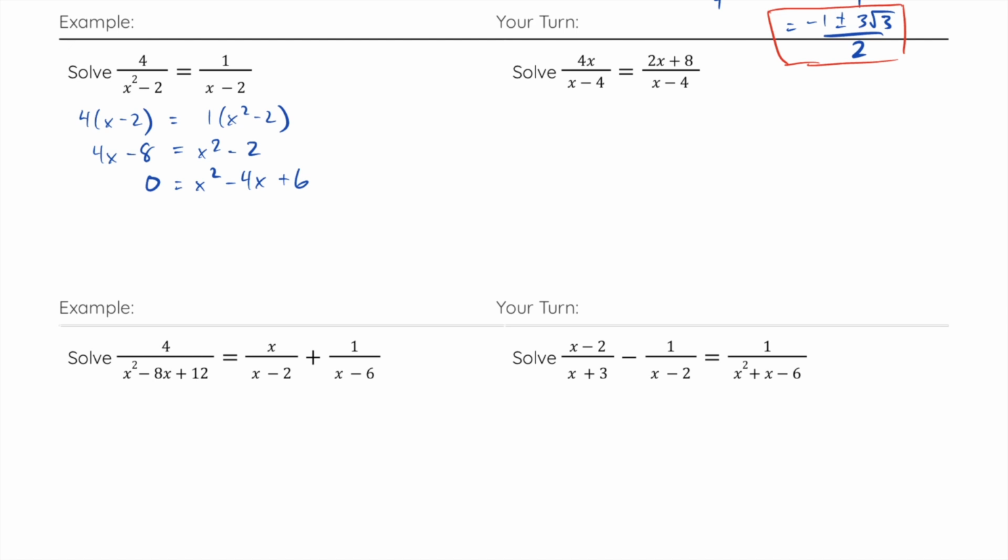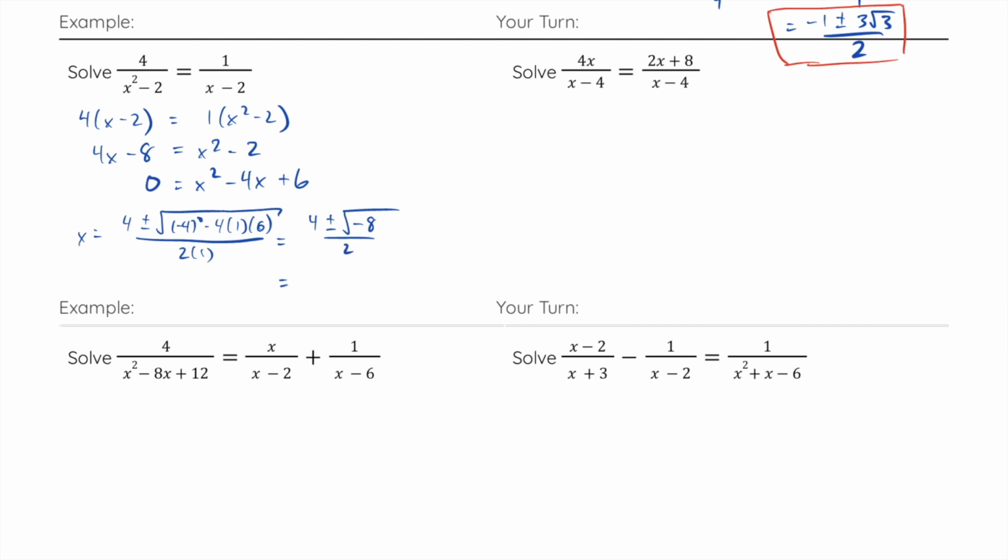So again, we're going to have to use the quadratic formula here. So we get x is equal to negative negative 4 plus or minus the square root of negative 4 squared minus 4 times 1 times 6, all over 2 times 1. And that's going to get us 4 plus or minus, and if I do negative 4 squared, that's 16, subtract 24, that's negative 8, all over 2.